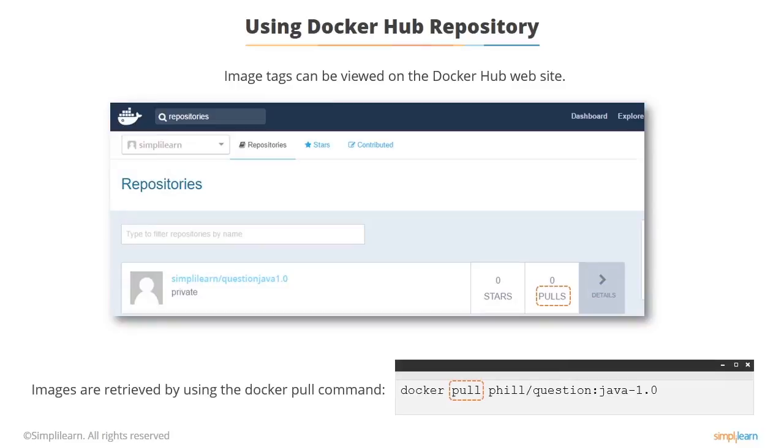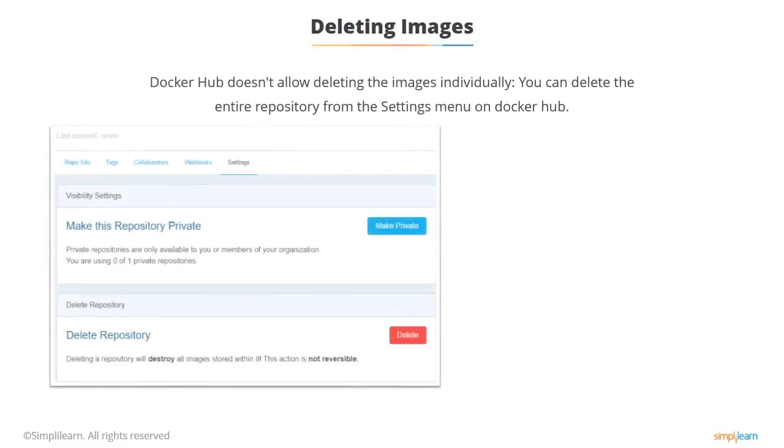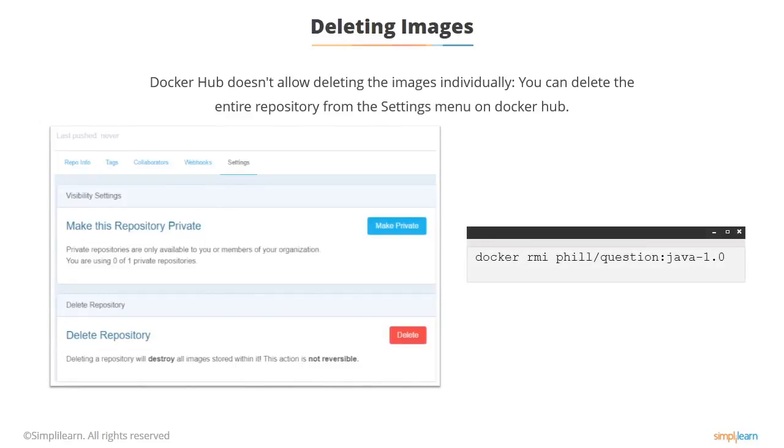Images can be deleted from the command line, which removes the image from your local disk. Docker Hub doesn't allow images to be deleted at present. You can't delete an individual image from Docker Hub. What you can do is delete the entire repository from the settings menu on Docker Hub, which deletes all the images associated with that repository.